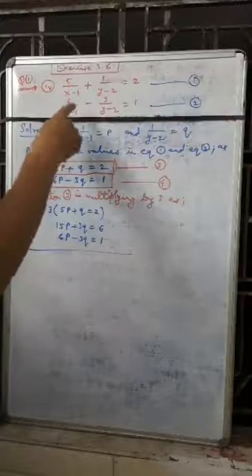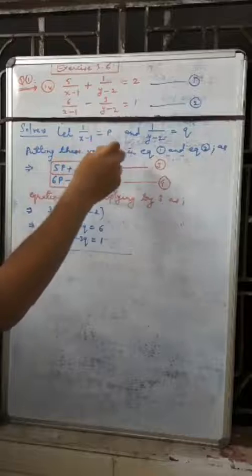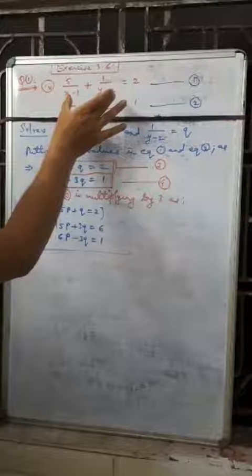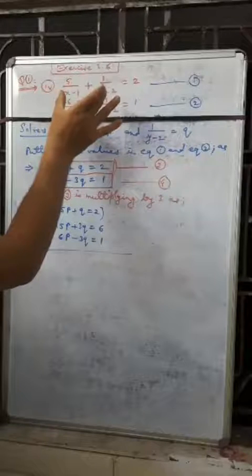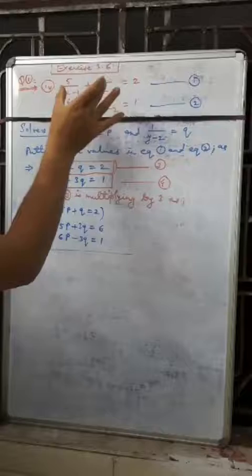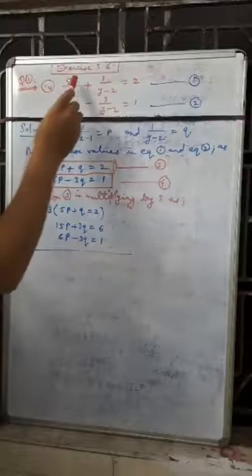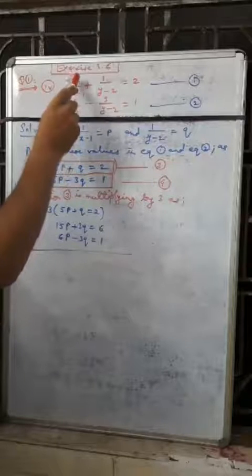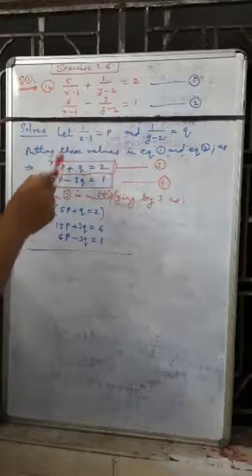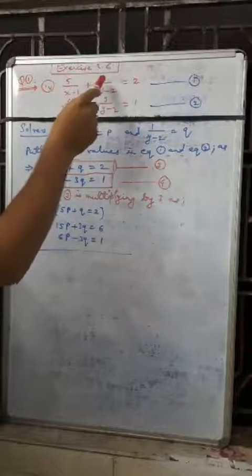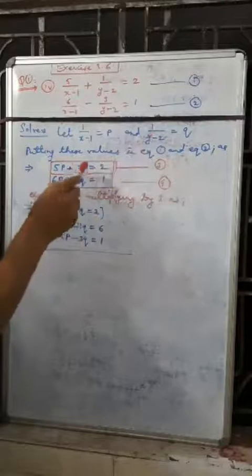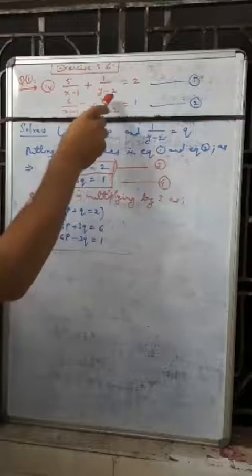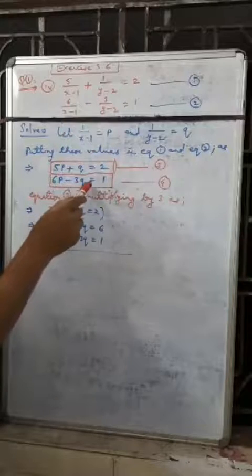So let 1 upon x minus 1 be p, and 1 upon y minus 2 be q, to make the equation easier and put it in the standard pair of linear equations form. So 5 upon x minus 1 means 5 into 1 upon x minus 1, which is 5p, and 1 upon y minus 2 is q. So 5p plus q is equal to 2, and 6p minus 3q is equal to 1.